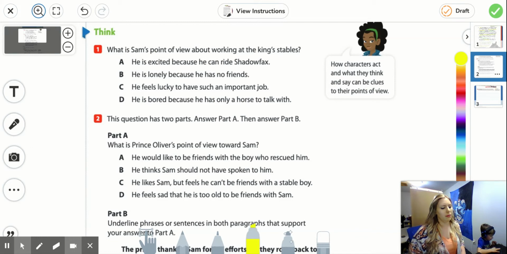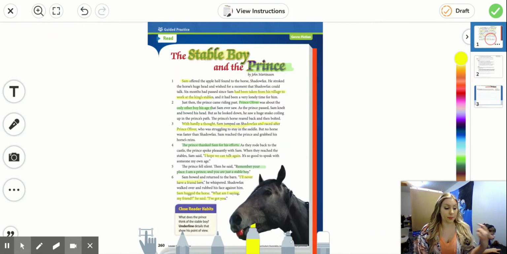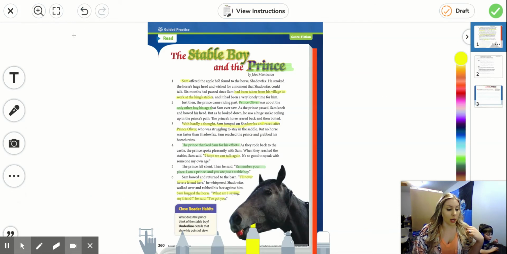What do you think? There are two that are pretty close. But think about which one best shows his point of view. I'm going to go back and reread as you guys are thinking about it. Sam offered the apple he'd found to the horse Shadowfax. He stroked the horse's huge head and wished for a moment that Shadowfax could talk. 6 months had passed since Sam had been taken from his village to work in the king's stables, and it had been a very lonely time for him.